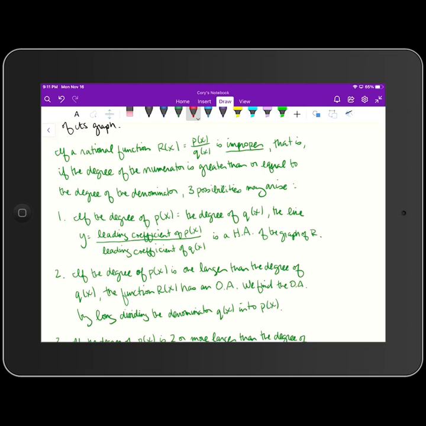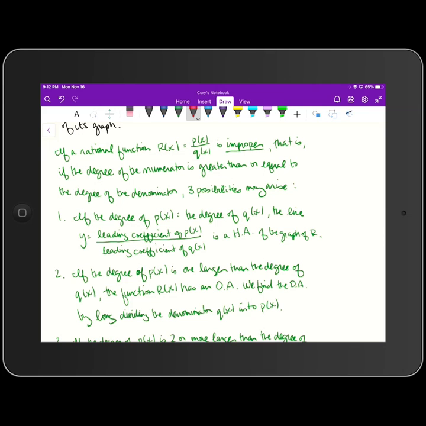3 possibilities may arise. Possibility 1 is if the degree of p(x) is equal to the degree of q(x). If the numerator and denominator are polynomials that have the same degree, then the line y = the leading coefficient of p(x) divided by the leading coefficient of q(x) is a horizontal asymptote of the graph of r. Leading coefficient just means you are finding the coefficient of the highest degree term.